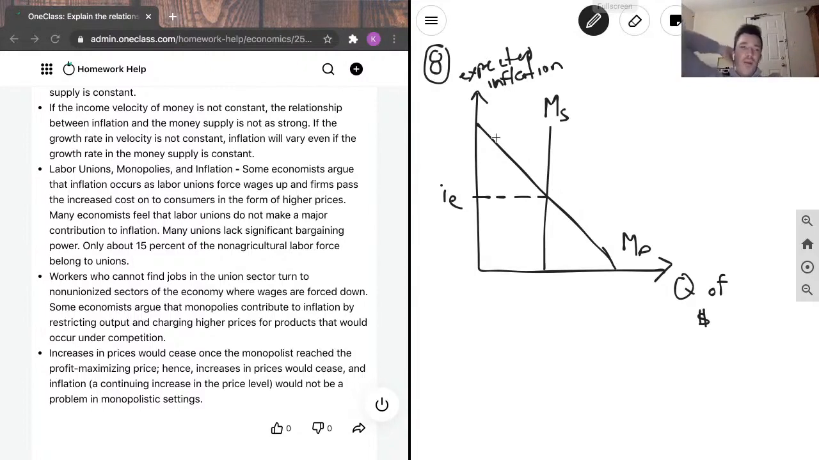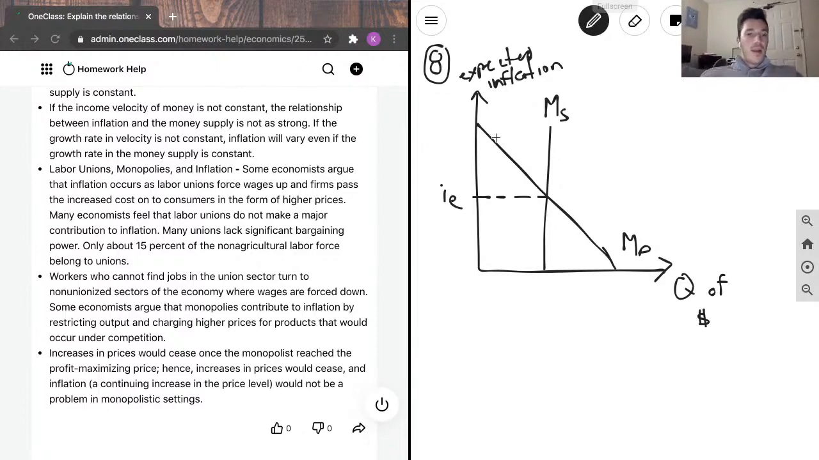Labor unions' monopolies in inflation. Some economists argue that inflation occurs as labor unions force wages up and firms pass the increased costs on to consumers in the form of higher prices. Many economists feel that labor unions do not make a major contribution to inflation. Many unions lack significant bargaining power, and only about 15% of the non-agricultural labor force belong to unions. Workers who cannot find jobs in the union sector turn to non-unionized sectors of the economy where wages are forced down.